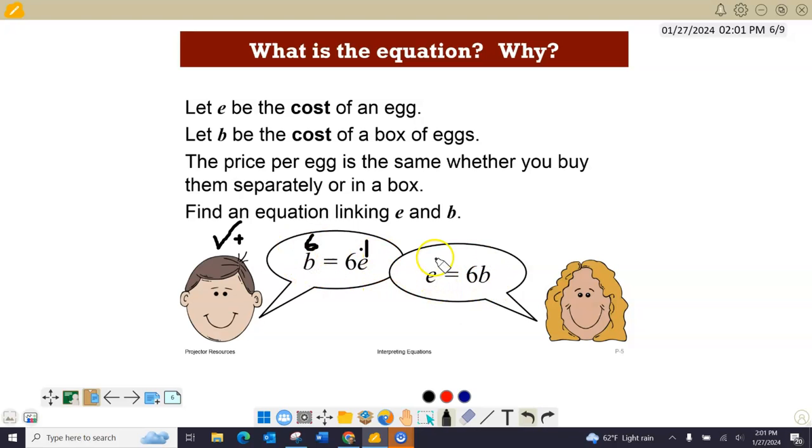But over here, the cost of an egg is $1. If I put a 1 here, and the cost of an egg is $1, and there's 6 of them in a box, I know that's got to be 6, right? So this would not make sense. 6 times 6 is not going to be 1. So that does not work out right there.